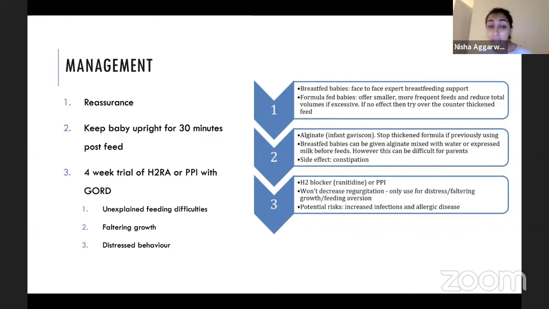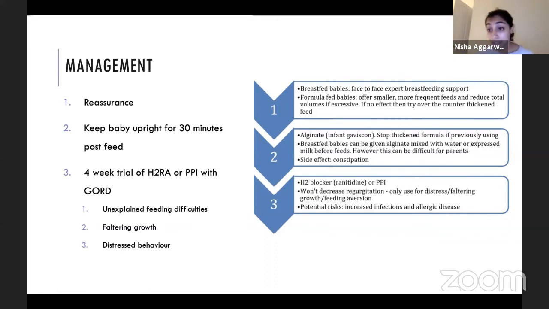And telling mums to keep baby upright for 30 minutes post-feed will just reduce that distress and irritation. If they're formula fed, you can also get feed thickener, which can be added, which is a good non-drug option. If that doesn't work, then you can use Gaviscon. So infant Gaviscon is good, but if you are doing that, you would want to stop the thickened formula and go for the Gaviscon.